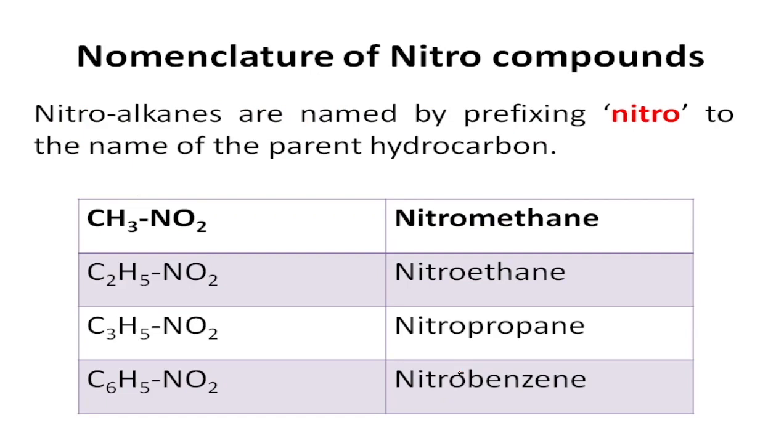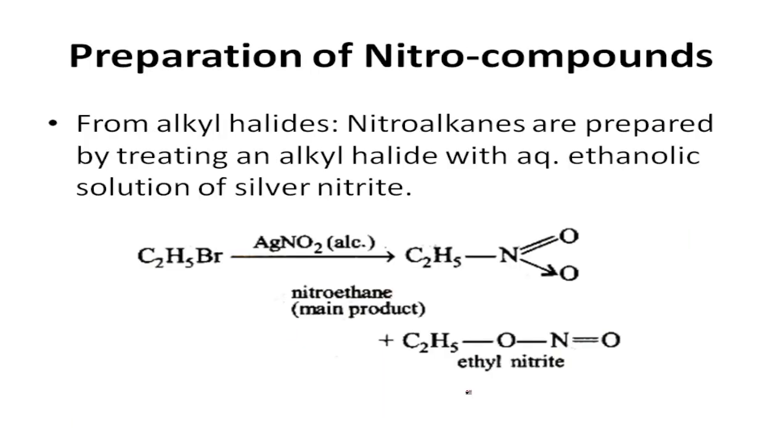Nomenclature of compounds. Nitroalkanes are named by prefixing nitro to the name of the parent hydrocarbon. For nitro-compounds, for example nitropentane, take the hydrocarbon chain and then add nitro. CH3 NO2: here CH3 is the hydrocarbon parent chain, methane, so nitromethane. Then C2H5 NO2 nitroethane, C3H7 NO2 nitropropane, C6H5 NO2 nitrobenzene.